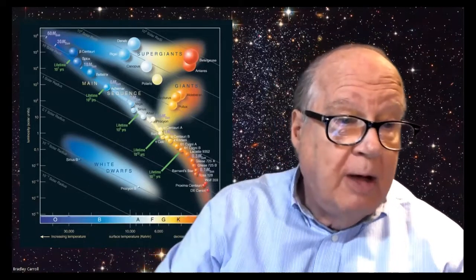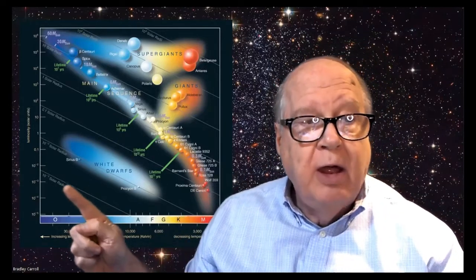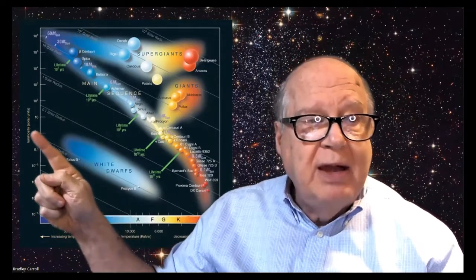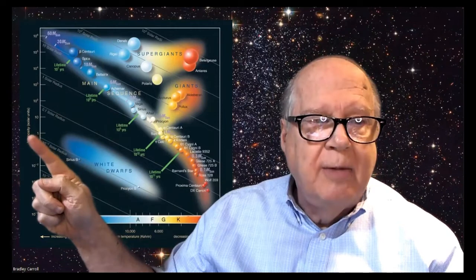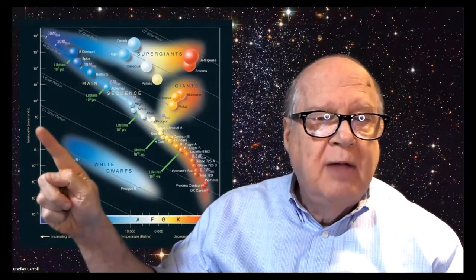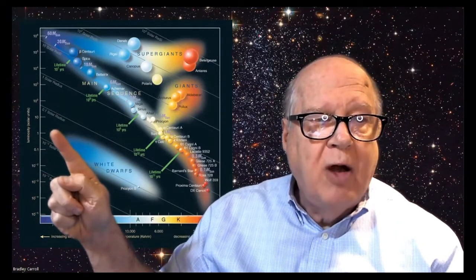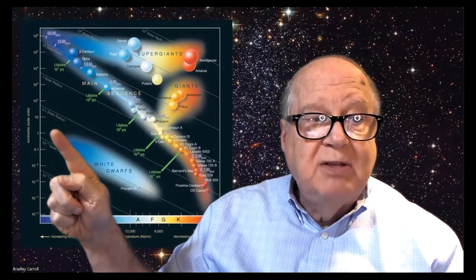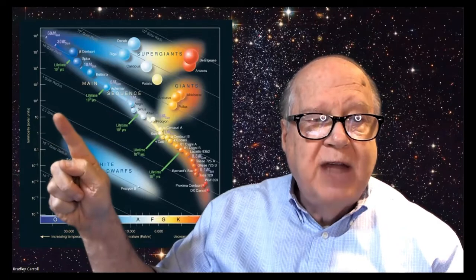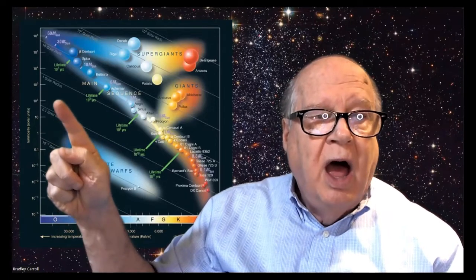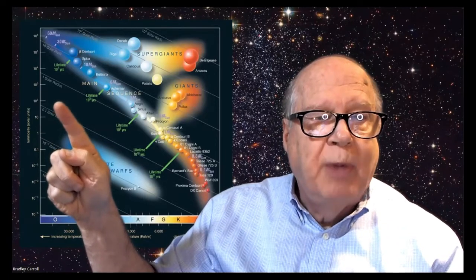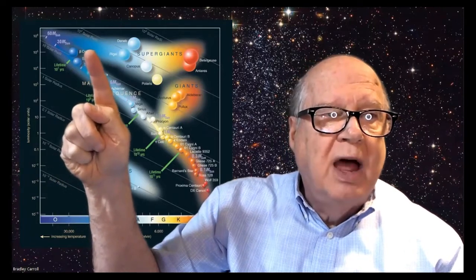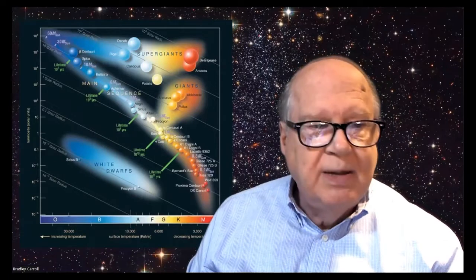On the vertical axis, running up and down the right-hand side here, is the brightness of the star compared to the sun. So 1 means the same brightness that the sun has. 10 means 10 times the sun's brightness. 100 means 100 times the sun's brightness. 1,000 times, 10,000 times, 100,000 times, 1,000,000 times the sun's brightness.